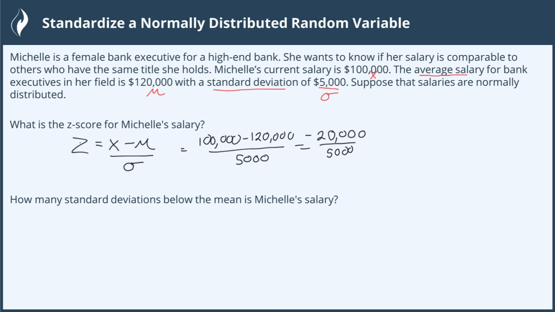Now we're going to divide the negative $20,000 by the $5,000, and that gives me the z-score of -4. Again, being careful not to drop that negative sign. This z-score is indicative of how many standard deviations below the mean Michelle is. She is 4 standard deviations below the mean. She should probably have her salary package renegotiated.